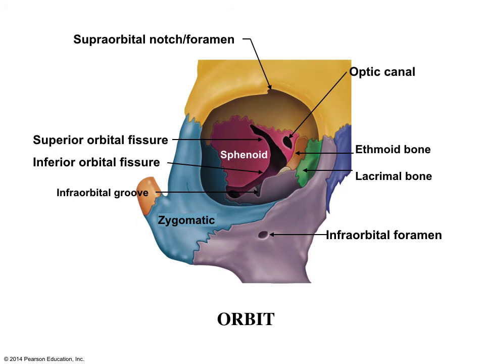Orbit. Structures associated with the orbit: superior or supra and infraorbital foramina. Fissures are elongated openings. We have a superior and an inferior orbital fissure. Designated in green would be the tear structure containing bone, a lacrimal bone, a little sliver of ethmoid right next to it. The deepest part of the orbit is all sphenoid bone.